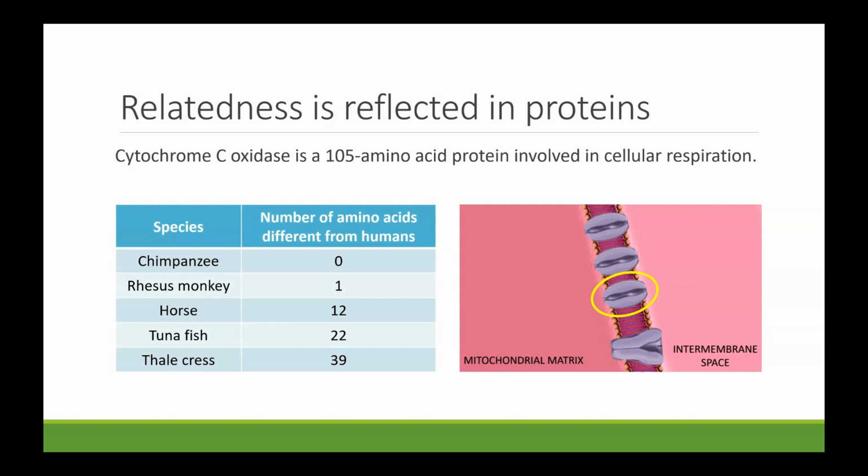So as you can see, with proteins, there's the same trend that we see in DNA. The closely related organisms have a greater degree of similarity in their proteins. As you get farther away in the tree of life, the similarity becomes less and less.